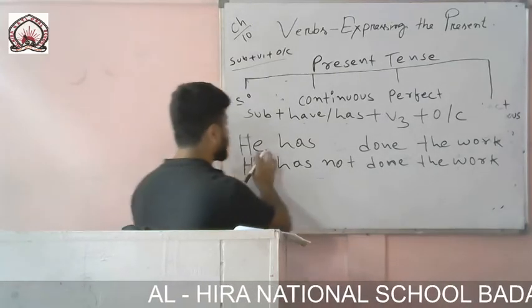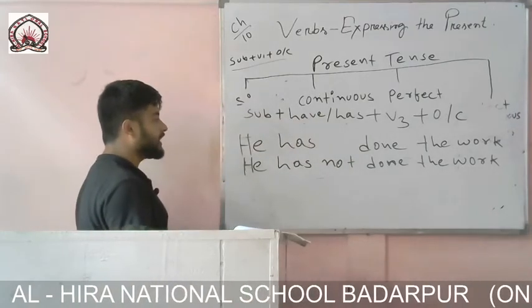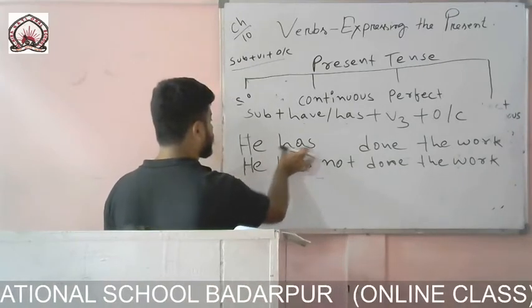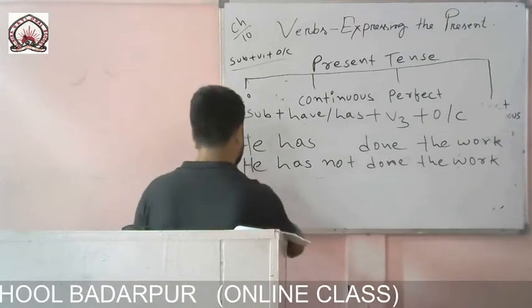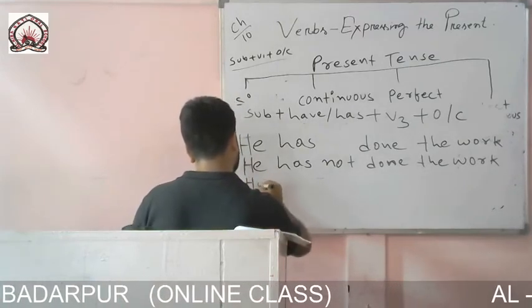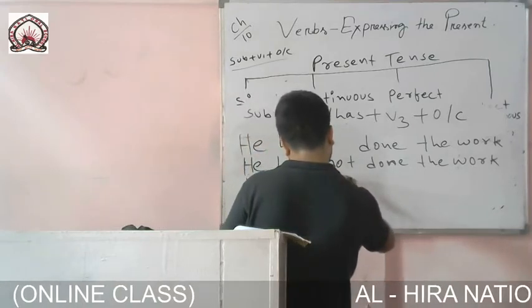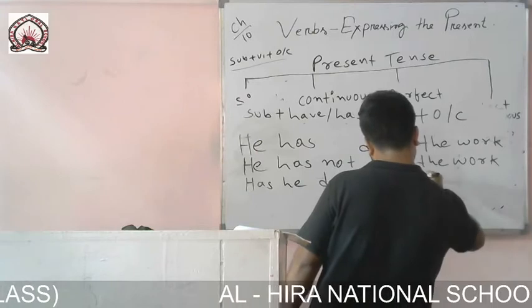Now if we want to change this, he has done the work, to interrogative, how do we change it? What we will do, we will bring the auxiliary verb to the beginning. It will become interrogative. Has he done the work? Has he done the work?